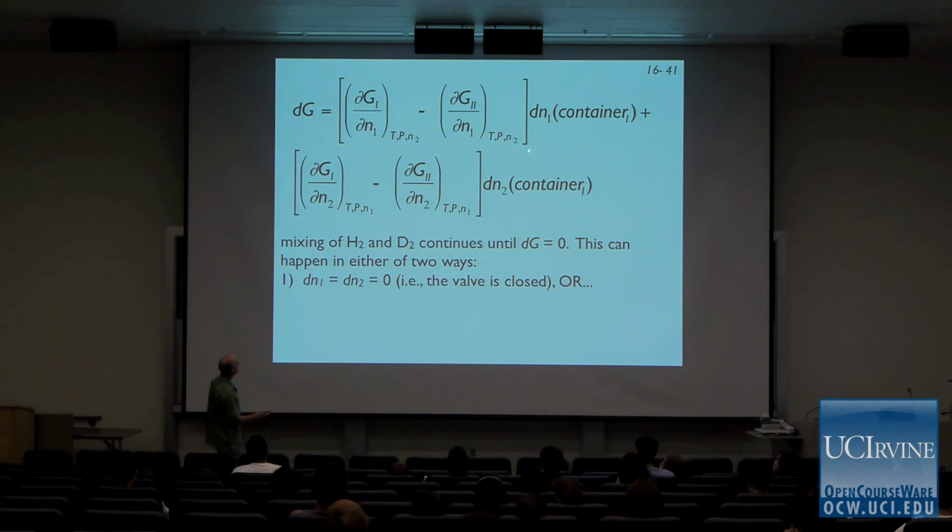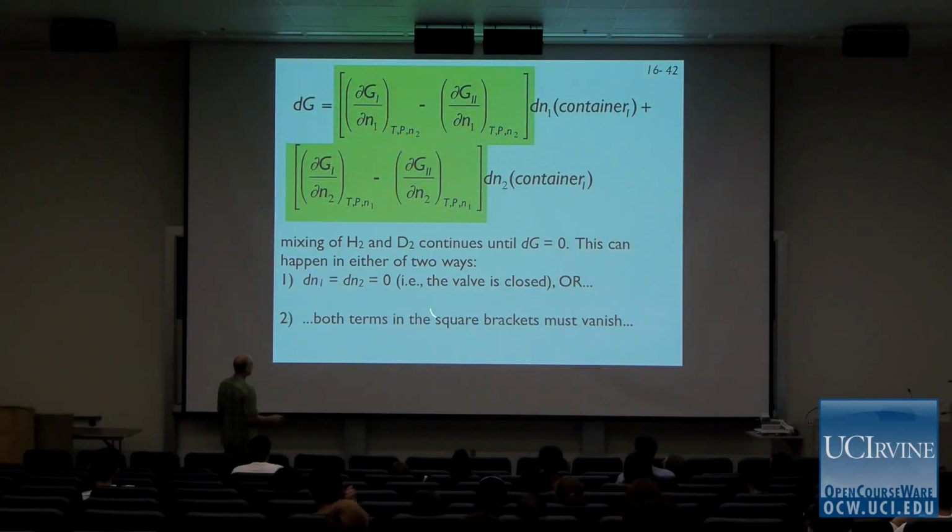One way is if dN1 and dN2 are both 0. In other words, nobody ever opened the valve, it stayed closed. There's no change in the number of moles flowing between these two bulbs. All the hydrogen stays on one side, all the deuterium stays on the other side, and under those conditions, you're at equilibrium with the valve closed. Nobody ever opened the valve. Well, that's not the case that we care about. We want to open the valve.